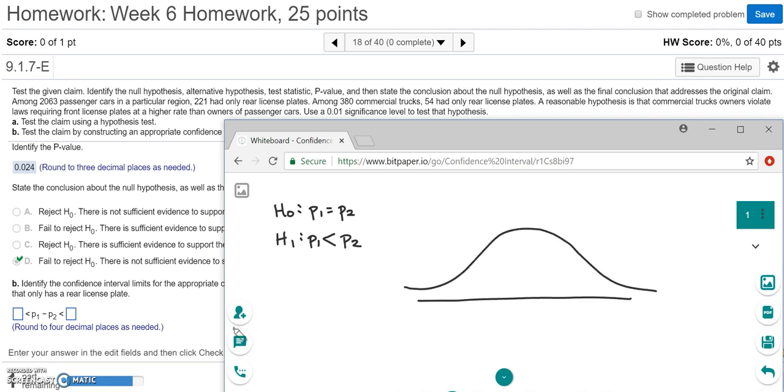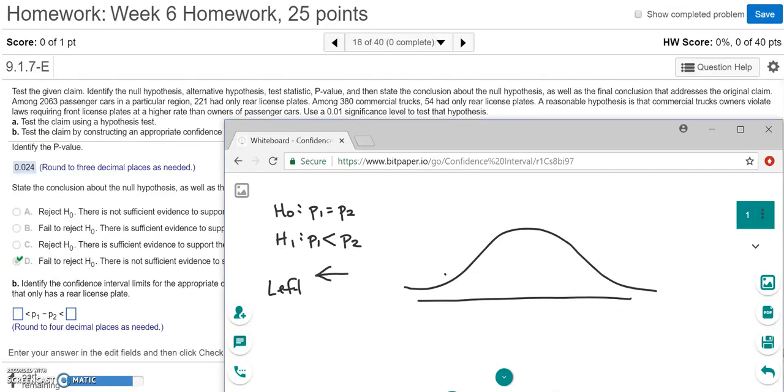In this case, based on the direction of my alternative hypothesis, this is going to be a left-tailed test. You can think of the direction of the inequality sign as being like an arrow. It's pointing to the left, right? So that means this is a left-tailed test.